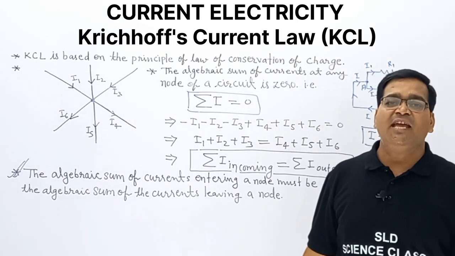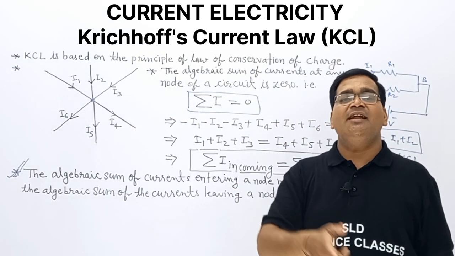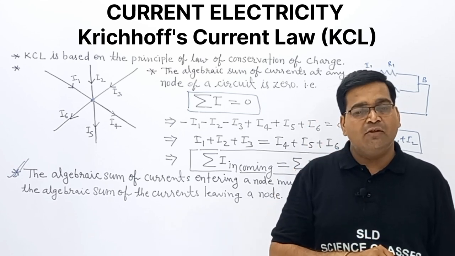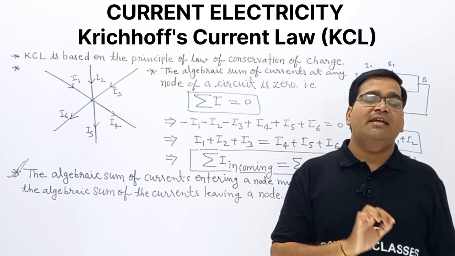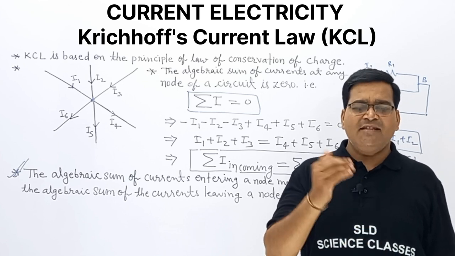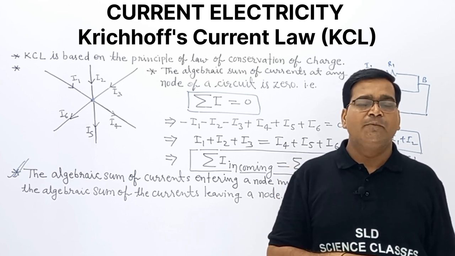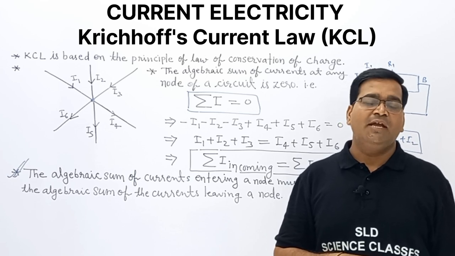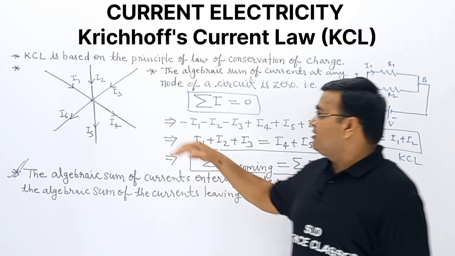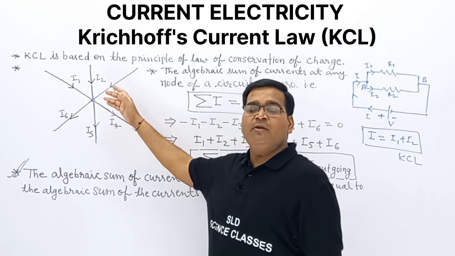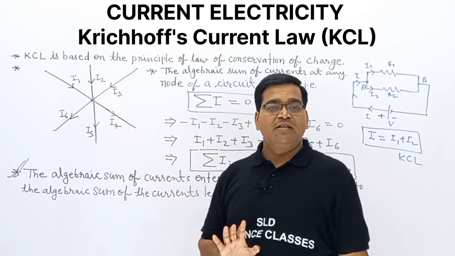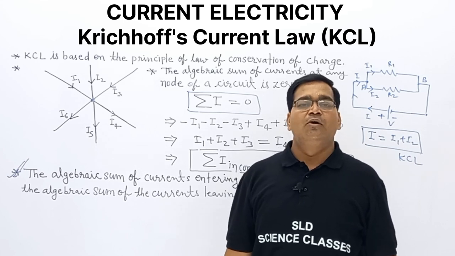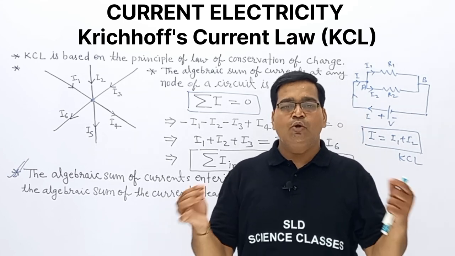The second statement is that at the node, the sum of all currents will be 0, with incoming current taken as negative and outgoing current as positive, or incoming current taken as positive and outgoing current as negative. It depends, but one will be positive and one negative. Then only will the sum of current at the node be 0. I hope you understand this topic; it is an easy topic.